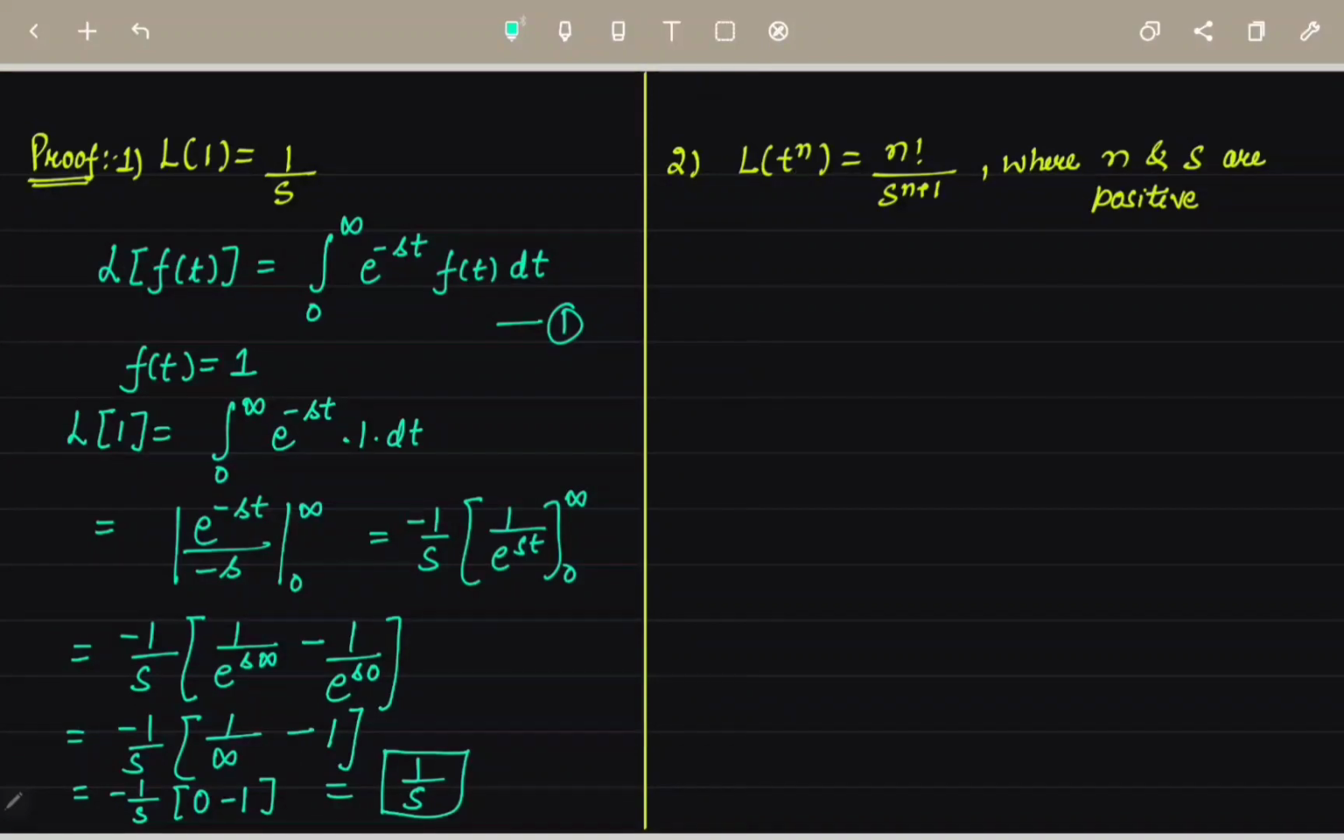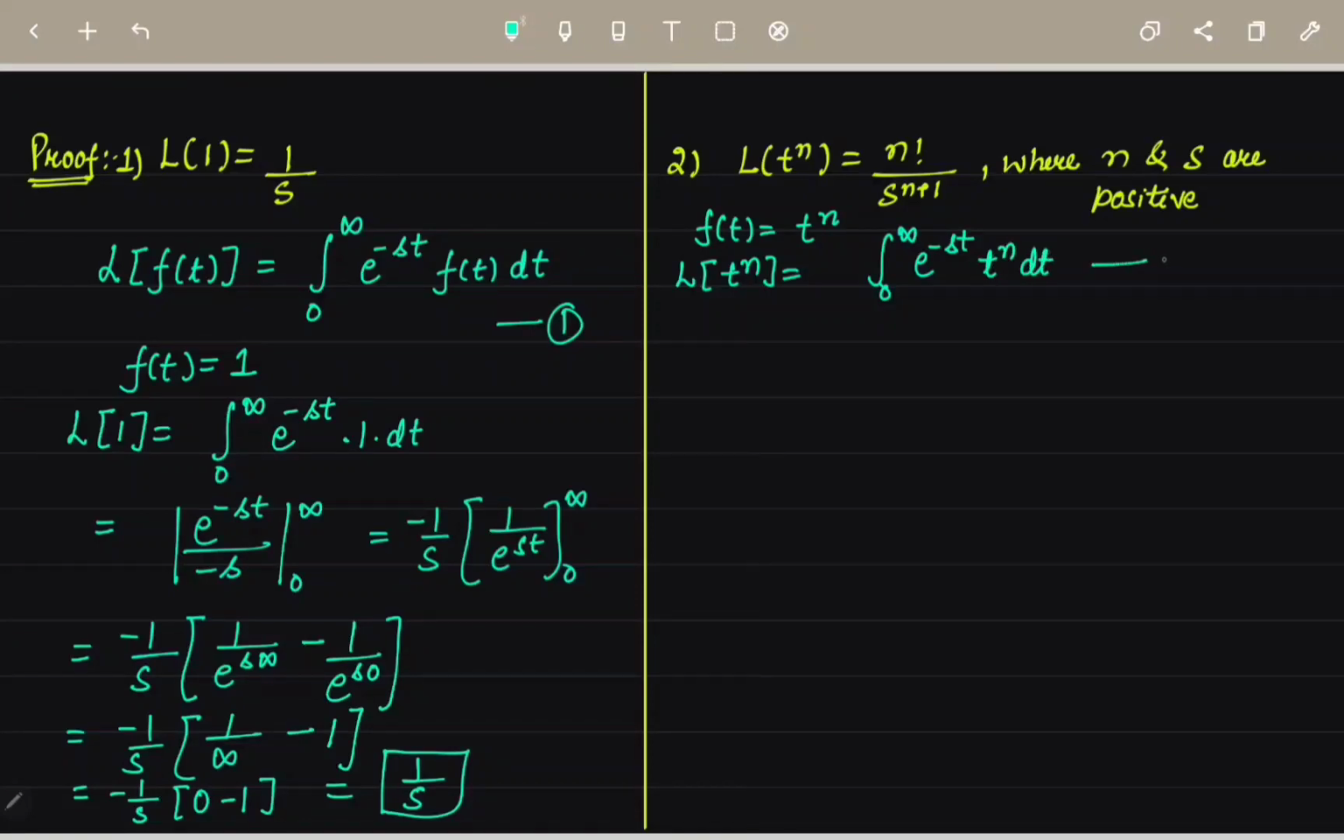The formula is that the Laplace transform of t raised to the power n is equal to n factorial divided by s raised to the power n plus 1, where n and s are positive. So here what is f(t)? f(t) given here is t raised to the power n. So we will substitute in equation first. So what will we get? The Laplace transform of t raised to the power n is equal to the integral from 0 to infinity of e raised to the power minus st, then t raised to the power n into dt.